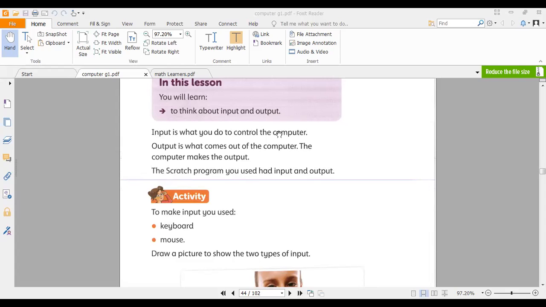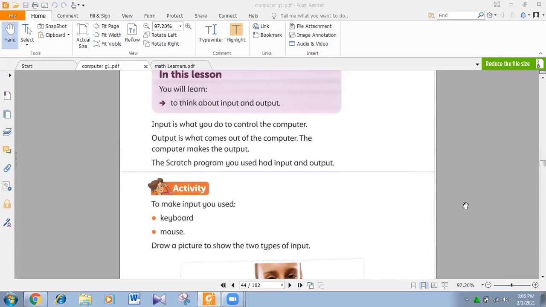What about the output devices? Output are those devices that help something to come out of the computer. Output is what comes out of the computer.